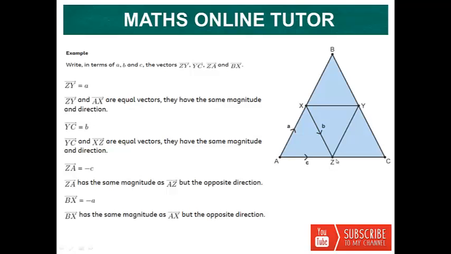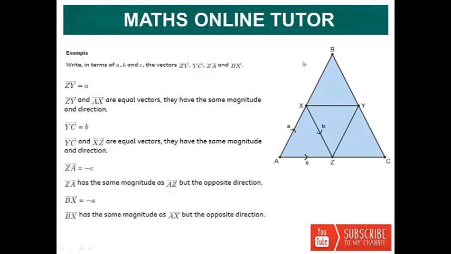Now let's find out ZA vector. On ZA vector, the starting point is Z and the end point is A. From here to here, we know AZ vector. When the starting point is A and the end point is Z, AZ vector is equal to c. ZA vector is in the opposite direction to AZ vector. Therefore, ZA is the negative vector of AZ. ZA therefore is equal to minus c.